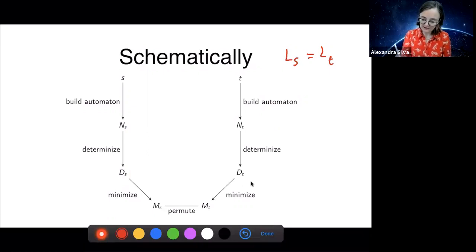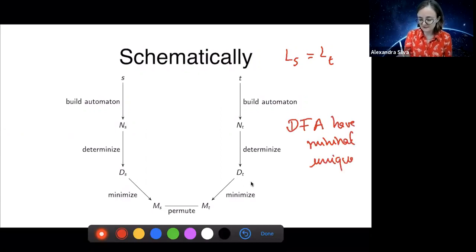I don't know if I mentioned this back when we talked about Kleene's theorem, but deterministic finite automata have minimal, unique representatives. What does that mean? That means that for every language, there exists a unique minimal automaton accepting that language. And the way the completeness of Kleene algebra works is basically by using that unique minimal automaton to obtain a normal form for each of the expressions.